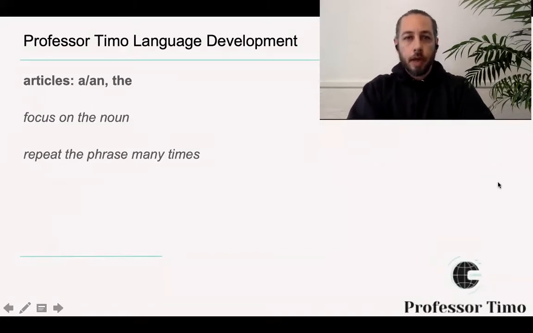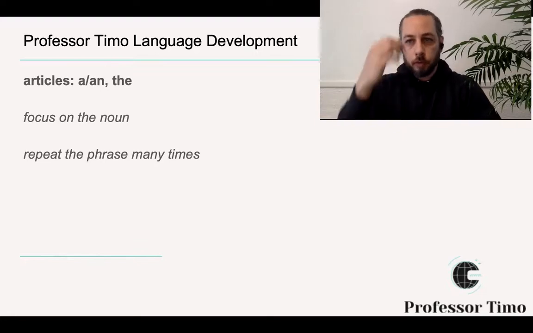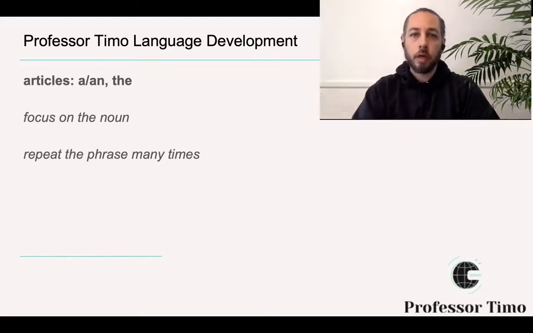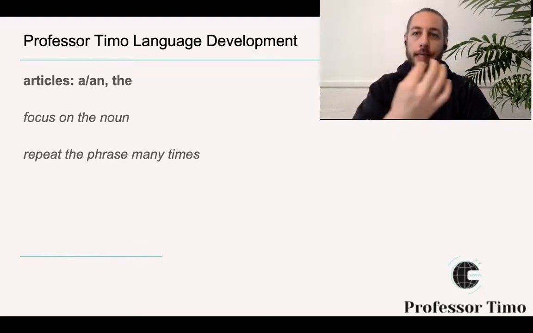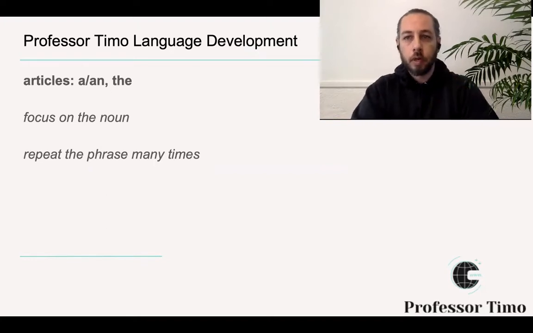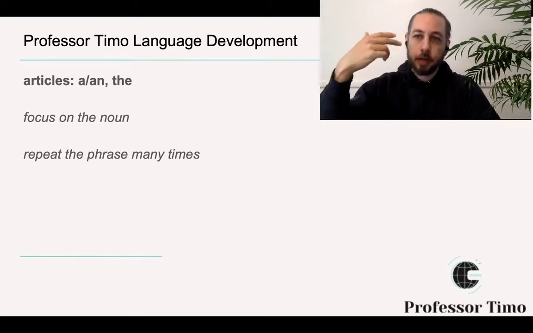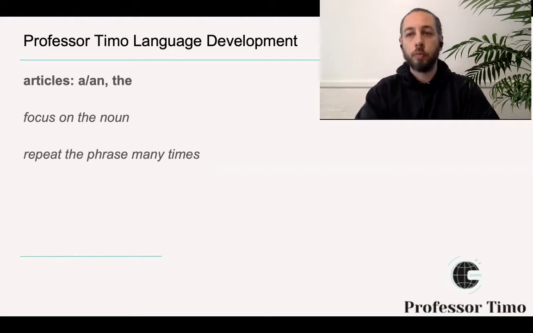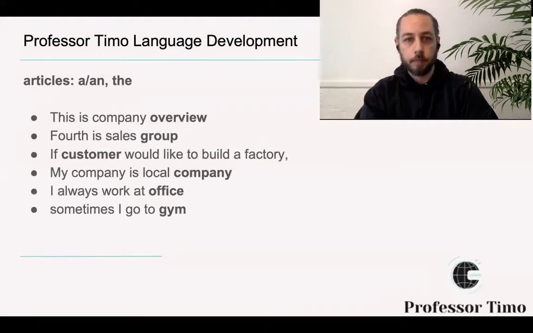First, let's take a look at articles. There are two articles, a and the. When you think about articles, I would like to give you two tips. Number one, focus on the noun. An article has to come together with a noun. Secondly, you should repeat the phrase as many times as you can. That way it will get stuck in your head and you'll be able to reproduce it again and again.